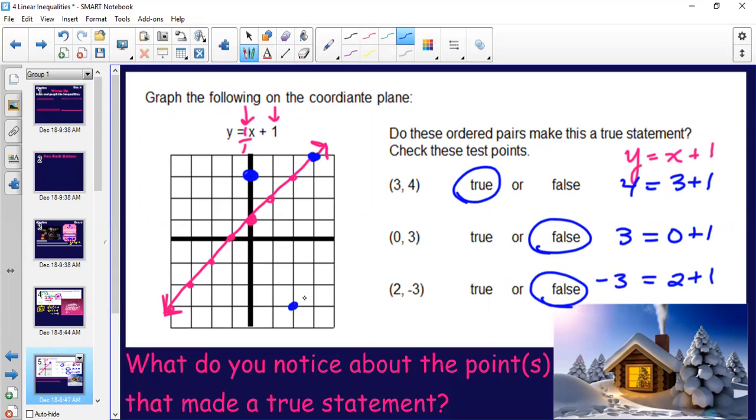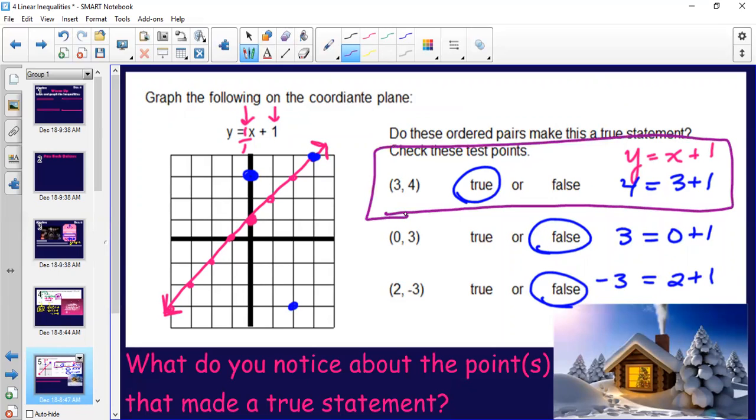We notice that the only point that was a solution to this linear equation was the one that was on the line. And that's exactly what the line is. That shows us all the possible answers that make this equation true. And we draw the line and the arrows at the end to show that it goes on forever, because there are an infinite amount of points that would make this equation true.